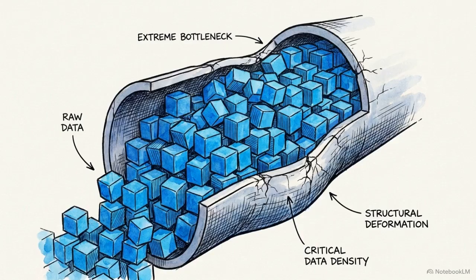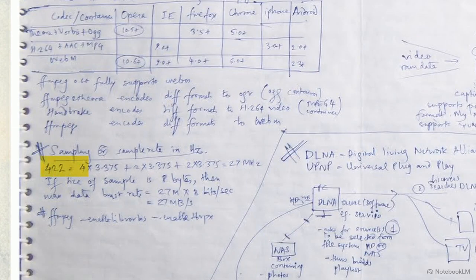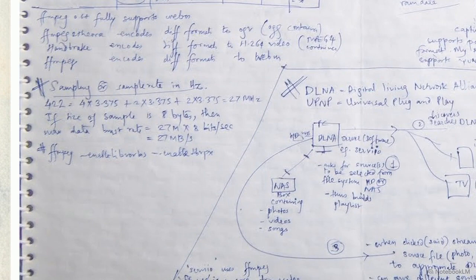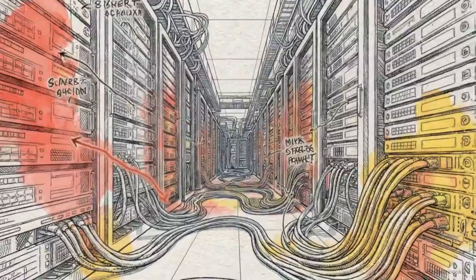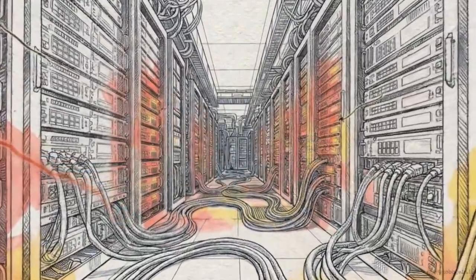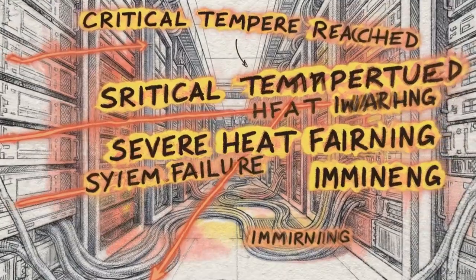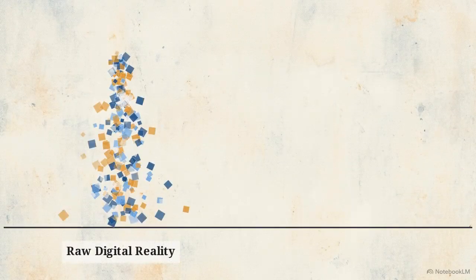But recording uncompressed YUV data creates an immediate bottleneck. We can see this by looking at a standard 422 sampling rate. This block details the math. A 422 video signal requires processing 4 samples of luminance for every 2 samples of color. When we multiply those samples by the standard base frequencies, we get a raw data burst rate of 27 megabytes every single second. Over an hour, that single stream scales into massive server loads that a standard consumer network cannot reliably transport. Raw digital reality is simply too heavy to transmit.